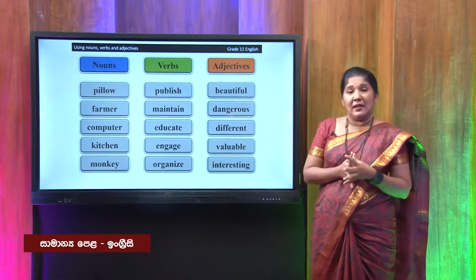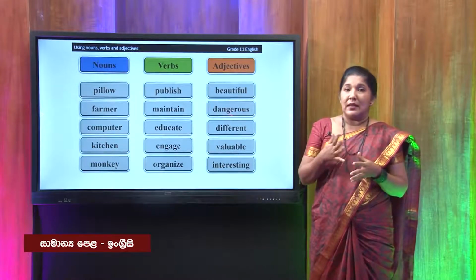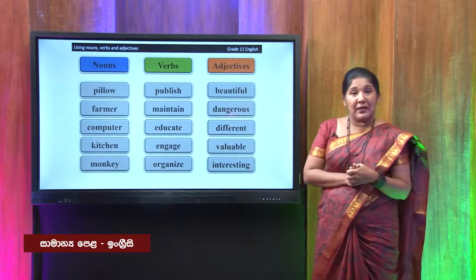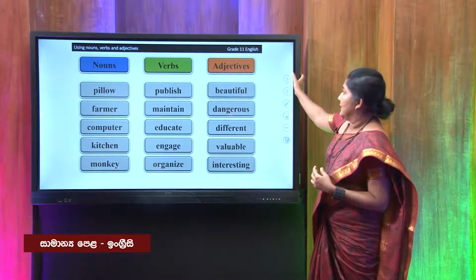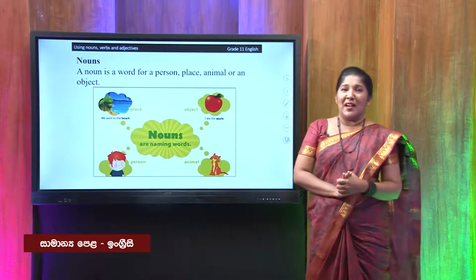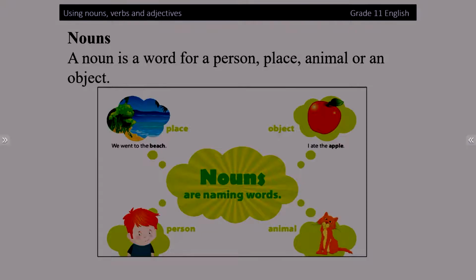So let's see what each and every word class tells about. Now you have nouns. A noun is a word for a person, place, animal or an object, right? Now you see the first picture is a place. We went to the beach. When you say you went to the beach, it's a place. Beach is a place.